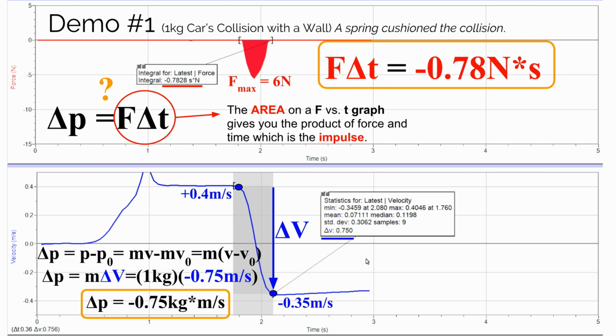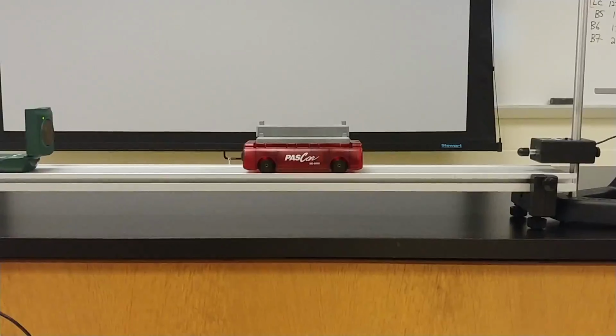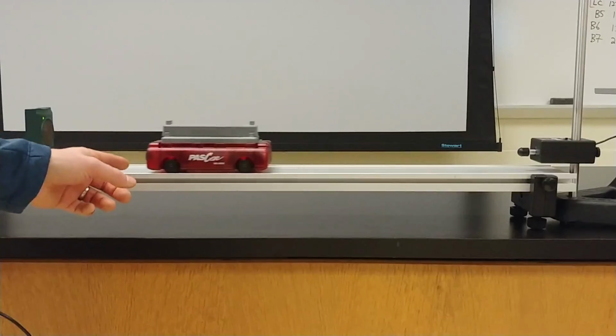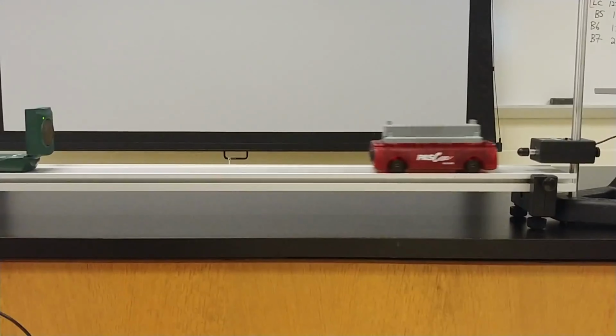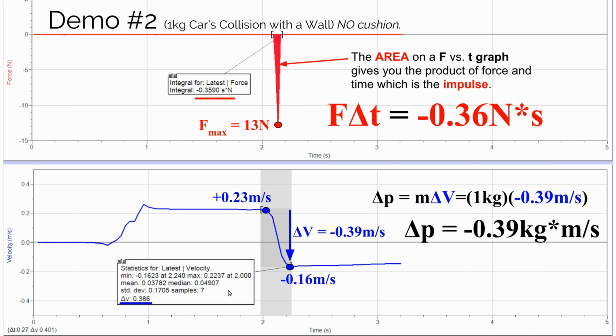And when we compare that to the impulse, that's really close, within 0.03 of a kilogram meter per second or Newton second. So we can see that experimentally, the product of force times time that an object feels is quantitatively equivalent to how much its momentum will change in kilogram meters per second. Now we'll see what happens when the cart collides with our rigid wall without the use of its integrated spring. So here's our data and a little bit of analysis.